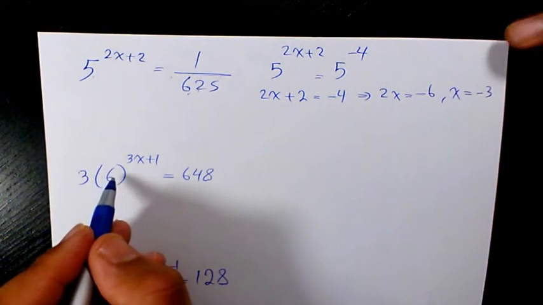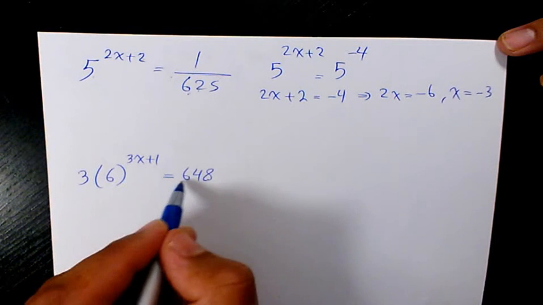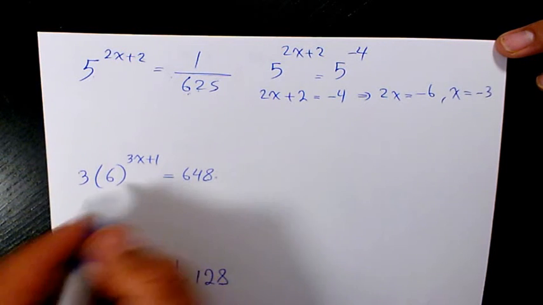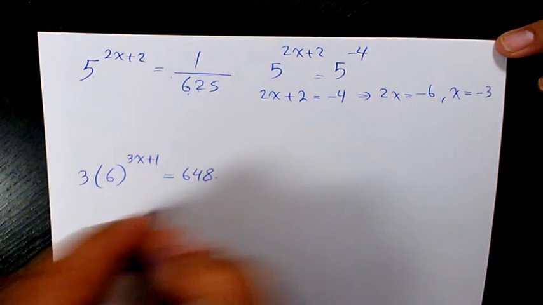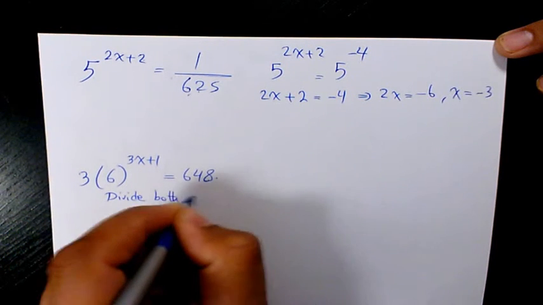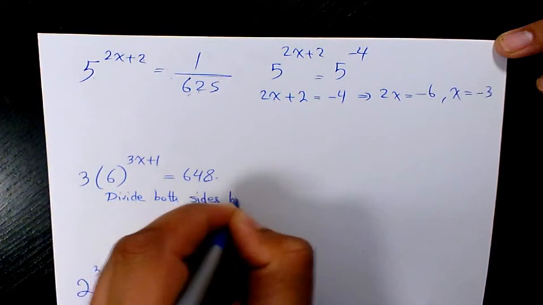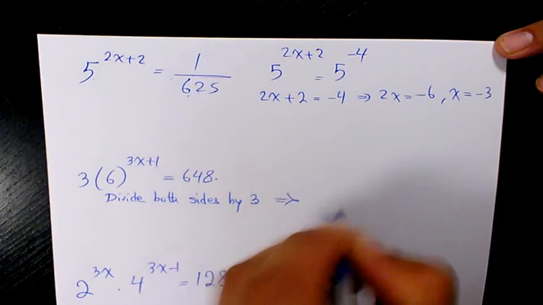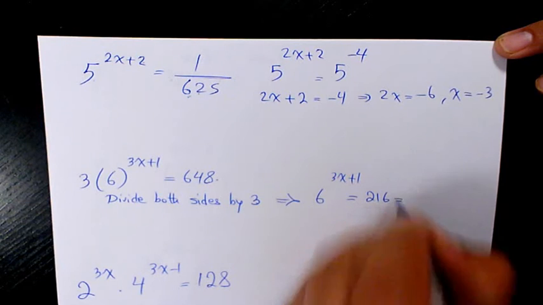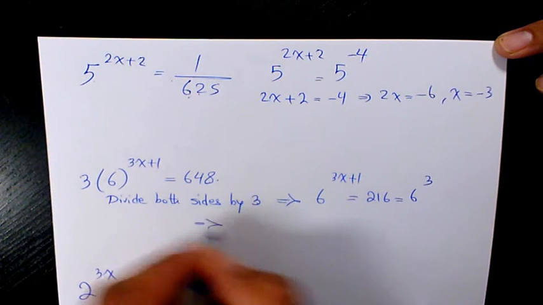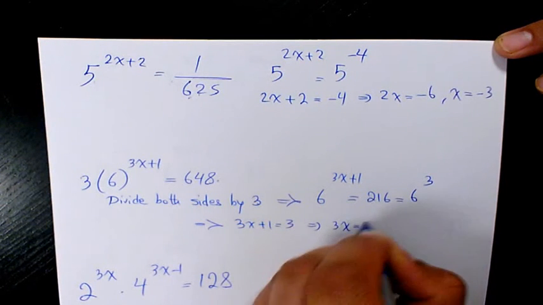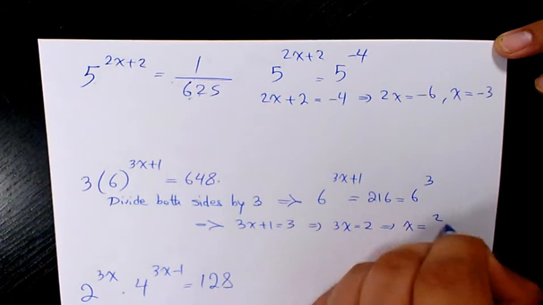3 times 6 to the power of 3x plus 1 equals 648. So the first thing we need to do is divide both sides by 3. Then it's going to be 6 to the power of 3x plus 1 equals 216. 216 is 6 to the power of 3. So 3x plus 1 equals 3. 3x equals 2. So x equals 2 over 3.